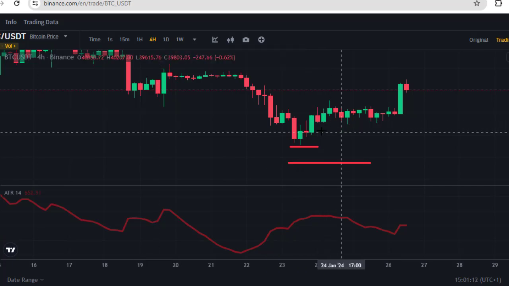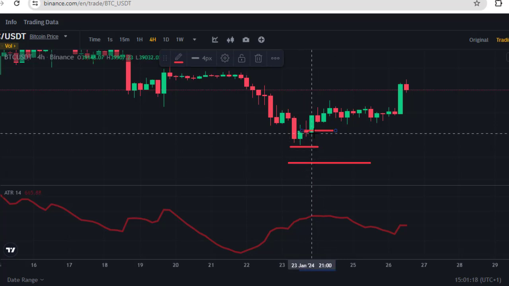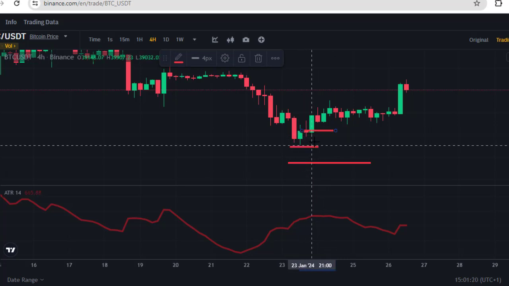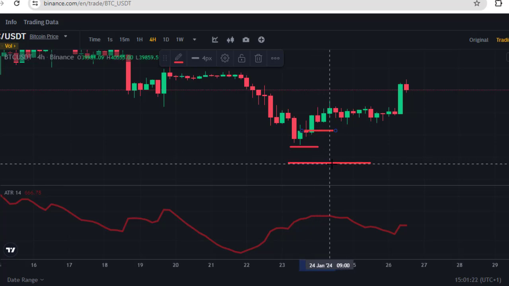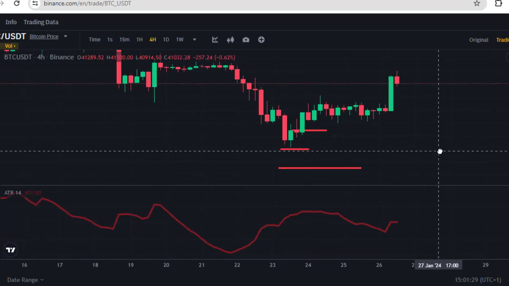I enter my trade at this very point where the market closed on this very candle. So this gives you a lot of buffer for the market to breathe before it can actually hit your stop loss. So this is how you use the ATR indicator for proper stop loss placement.